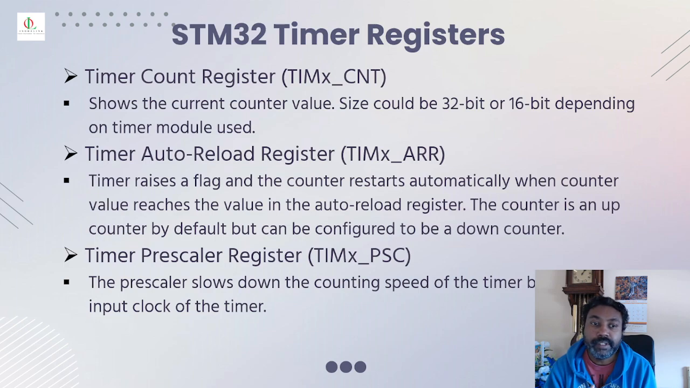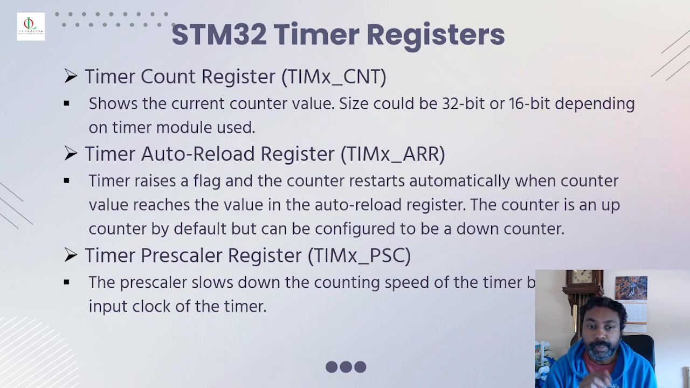The second one is the timer auto reload register, ARR. This is used to set a flag. When the timer reaches the count, it raises a flag to indicate the count has been reached, and then it resets and reloads and starts the count again. So that's where the timer auto reload register is used.